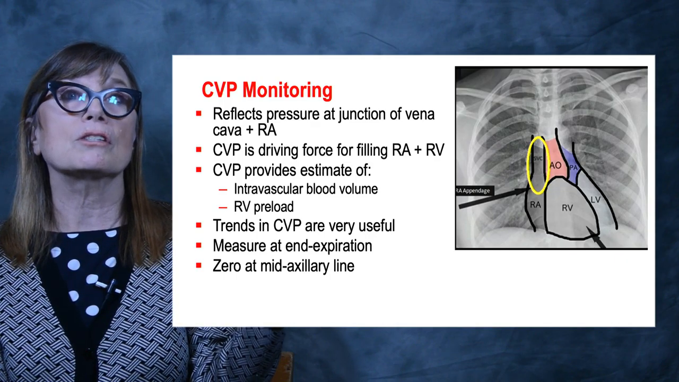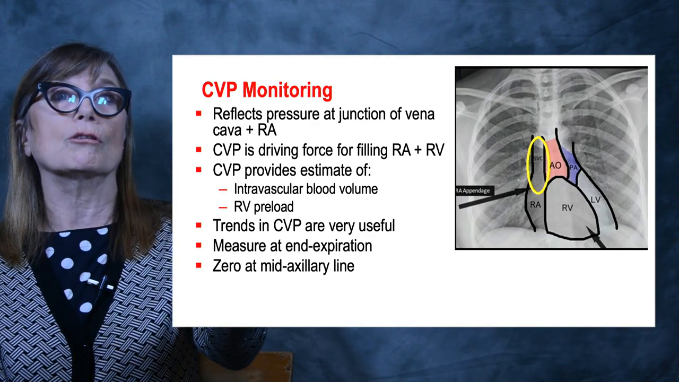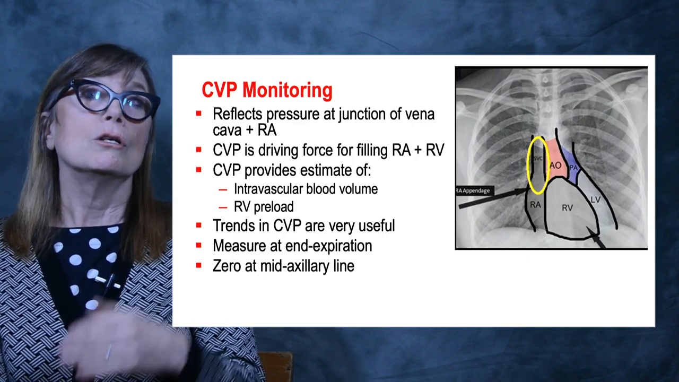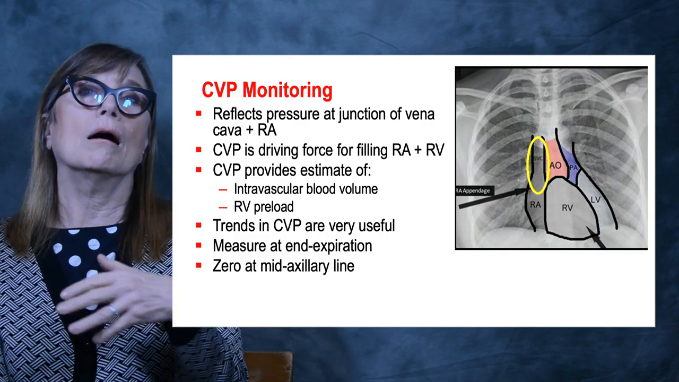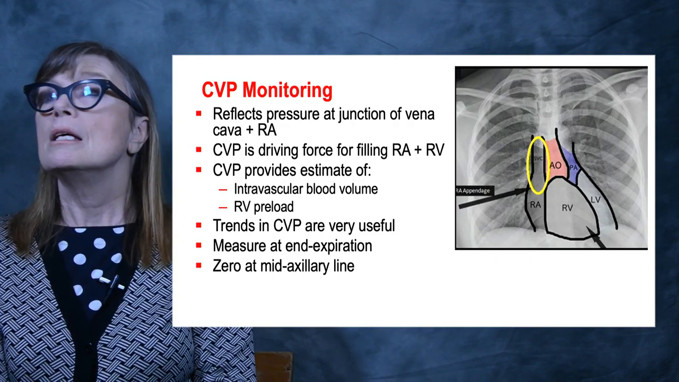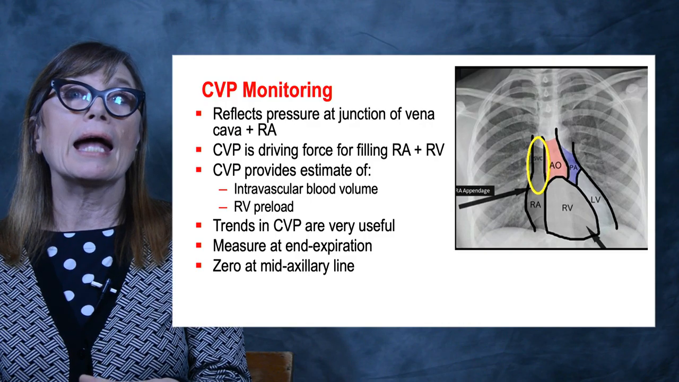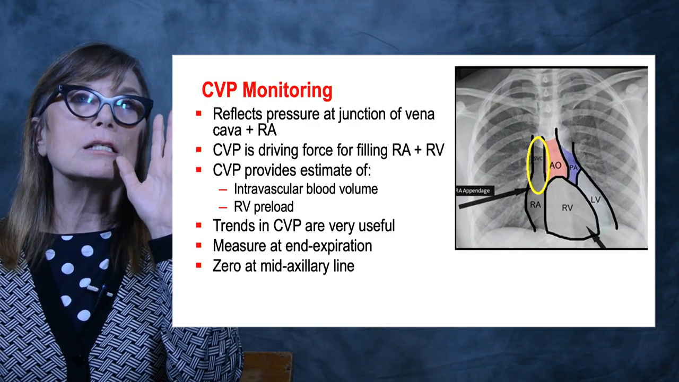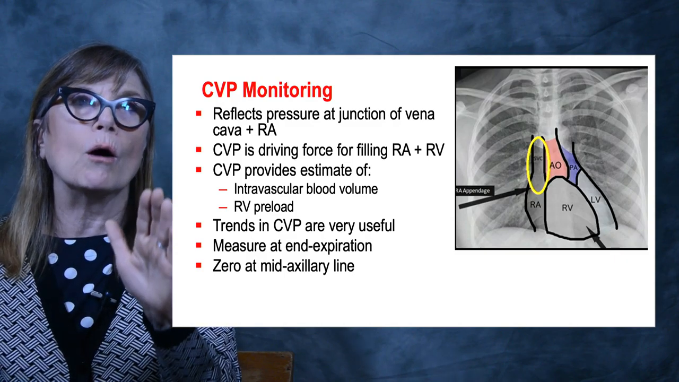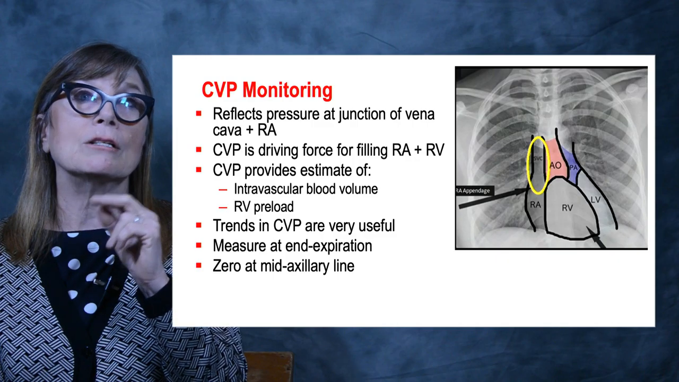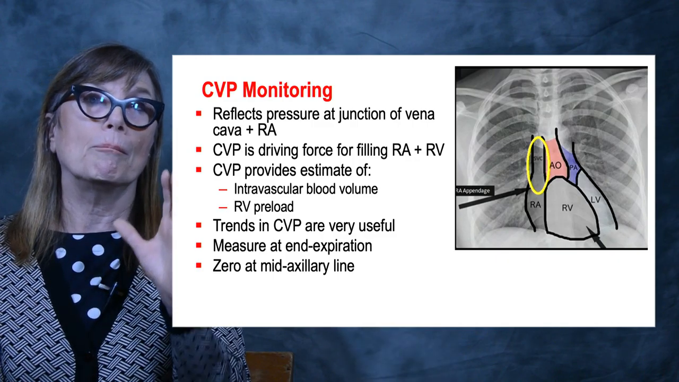And to remind ourselves that the purpose of the vein is to fill the right atria and the purpose of the right atria is to fill the right ventricle. So you're doing a distal, distant monitoring of right ventricular pressure. Central venous pressure provides an estimate of intravascular blood volume, but it is profoundly affected by right ventricular and tricuspid valve compliance.